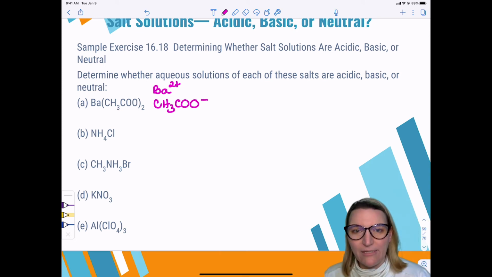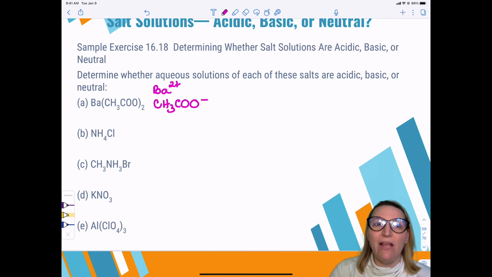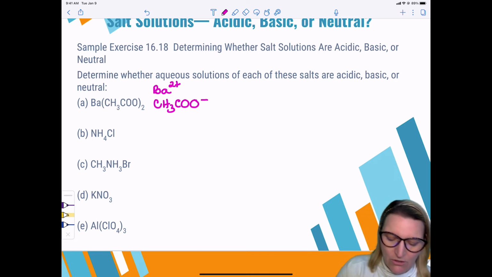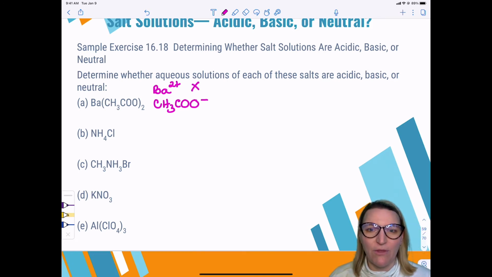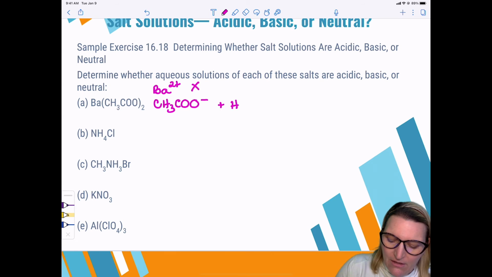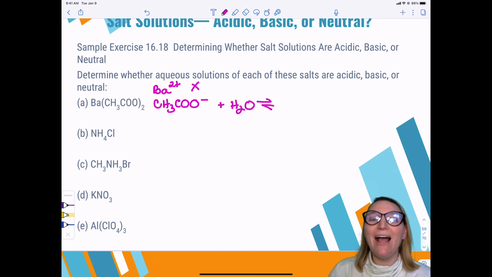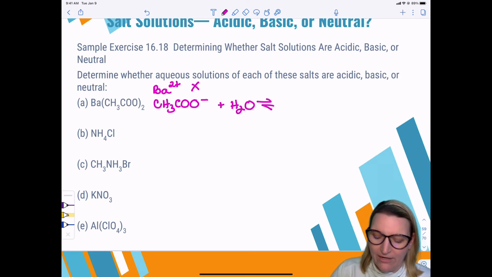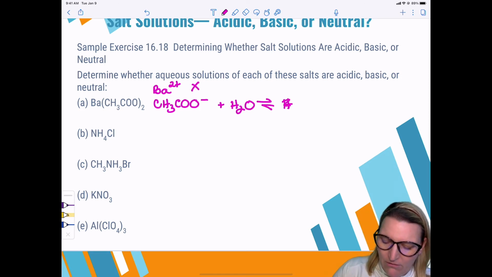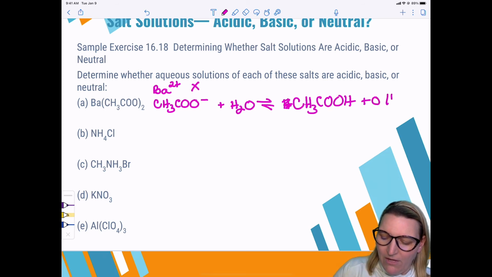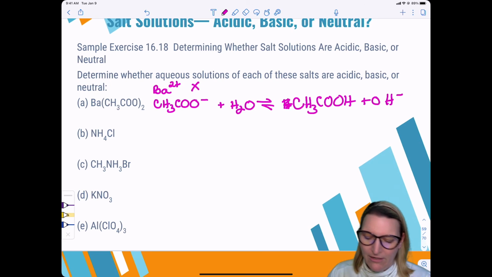And then I look at the positive guy. Could he take the hydroxide off of water? Well, barium hydroxide is a strong base, so barium is not going to react with anything. But the acetate ion could pull a hydrogen off of water, right? Acetate is negative. What's the positive part of water? That hydrogen ion. It could make, let's write it like this, CH3COOH, and leave behind OH minus, right? So what would be the pH of this solution? It would be basic. It would be greater than 7.